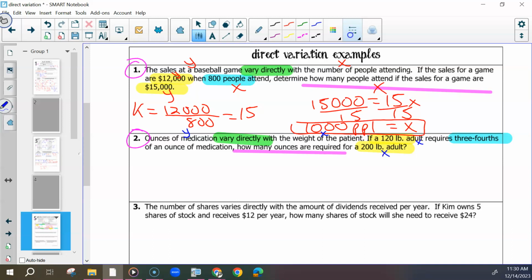So 120 pounds would be X. 200 pounds would be X. 3/4 ounces would be Y. What are we looking for, X or Y?